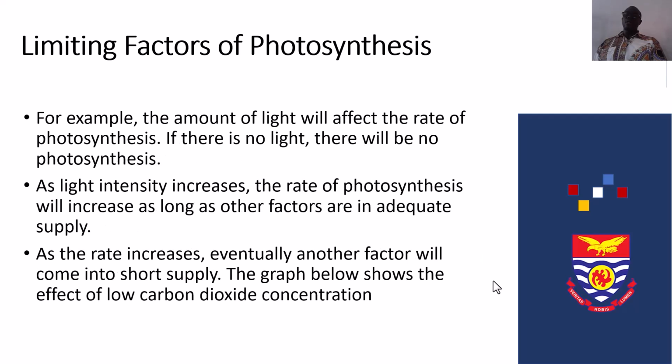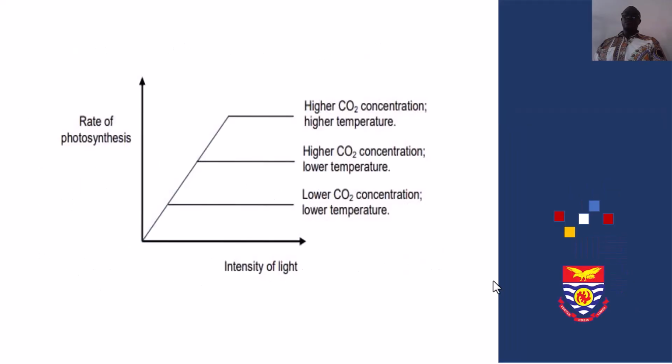So for example, the amount of light will affect the rate of photosynthesis. If there is no light, there will be no photosynthesis. As light intensity increases, the rate of photosynthesis will increase as long as other factors are in adequate supply. So as the rate increases, eventually another factor will come into short supply. The graph below shows the effect of low carbon dioxide concentration.